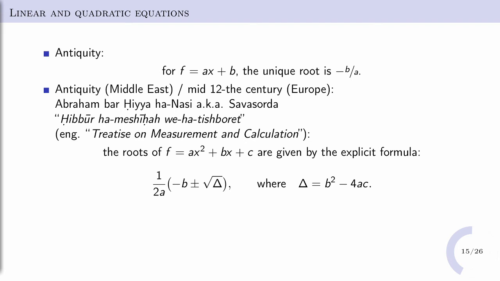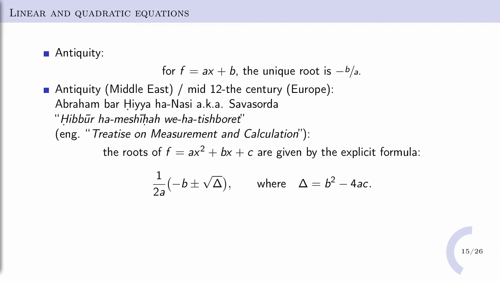So there are archaeological proofs that Babylonians knew this formula. Of course, they didn't write it explicitly as a formula. They were expressing it as a way of doing things, a way of computing things, but hundreds of years before Christ, it was already known in Babylonia.